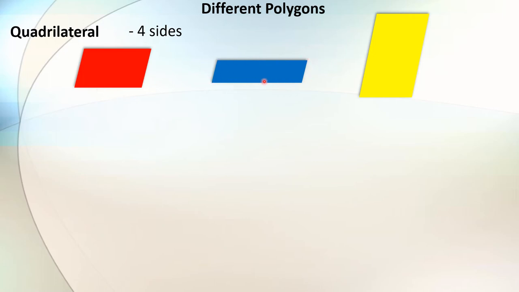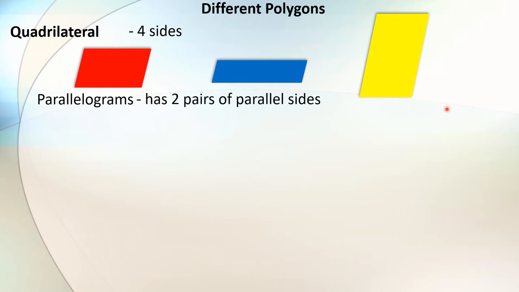Parallel, parallel. Yun yung ibig sabihin sa my other video, di ba sinabi ko, na kapag hindi nagpang-abot ang mga linya, kahit pa i-extend mo yan doon, hindi yan mag-aabot, ang tawag sa mga lines na to ay parallel. Diba? So, ang sides niya ay parallel. Dito parallel. Ito rin parallel. Kaya ang tawag dito ay parallelograms. So, it has two pairs of parallel sides. Yun lang ibig sabihin nun. So, kapag ganito itsura niya, parallelogram yan.